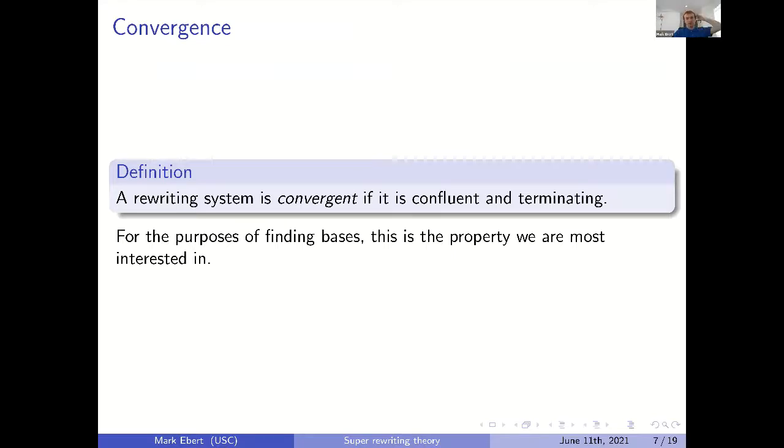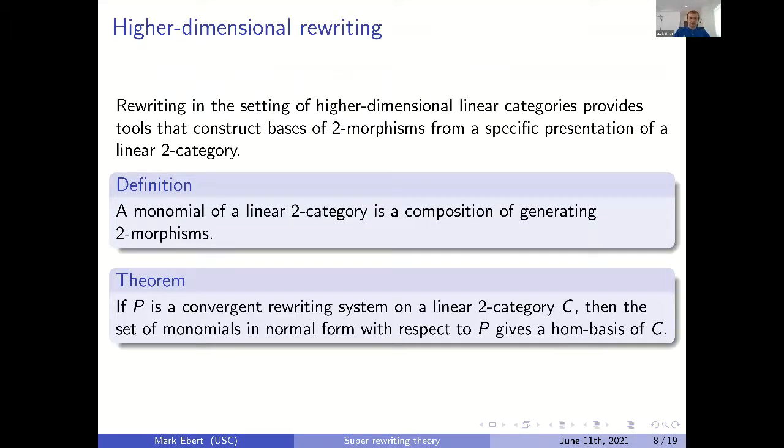So, rewriting in higher dimensional rewriting for higher dimensional linear categories, there are tools. It provides tools that construct bases of two morphisms. So, for example, a quick side definition, to understand the actual statement: a monomial is basically a composition of generating two morphisms of a linear two category.